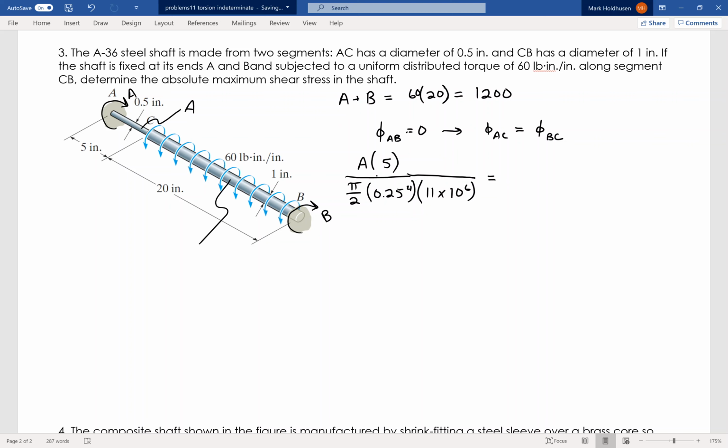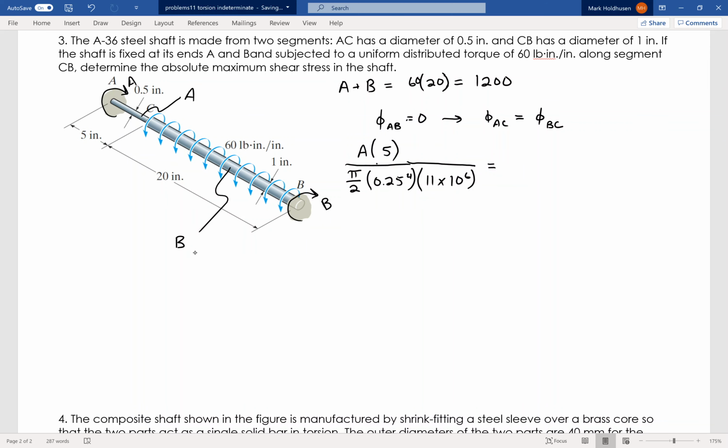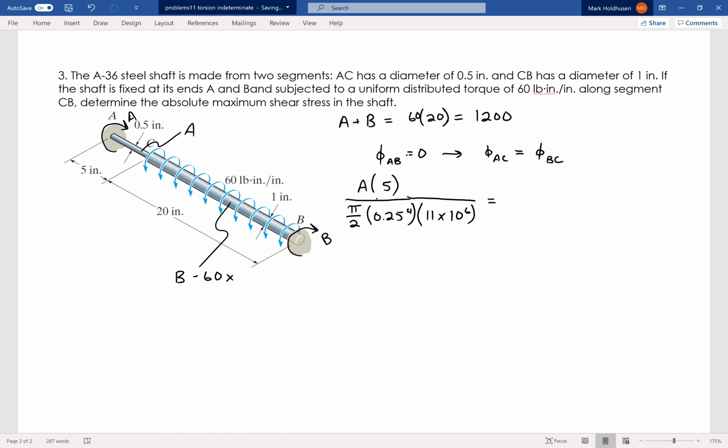If I look at this guy, at one end it's B, and then it will decrease by 60 pounds per inch every inch. So it's going to go minus 60 times x. When x equals 0 over at the end there, it's going to be B. When x equals 20, it's going to be B minus 1200, because x, we're going to say, is going in this direction. So when it's 0, it's B, and then that distributed load is being taken off as I go down. So the torque as I move down is B minus 60x.